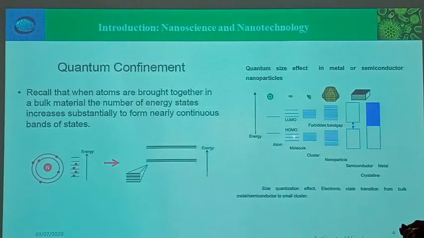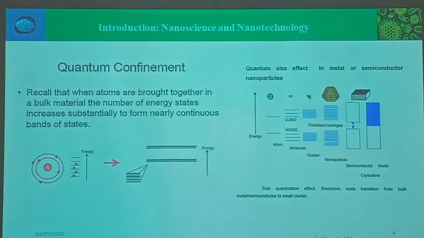Again you go to the molecular level, the gap between the HOMO level and LUMO level, you will find much more than the cluster. And when you go to the atomic level, you will find even more difference, clear-cut discrete lines in the case of atomic scale. So that's the phenomenon or effect which is called the quantum effect.